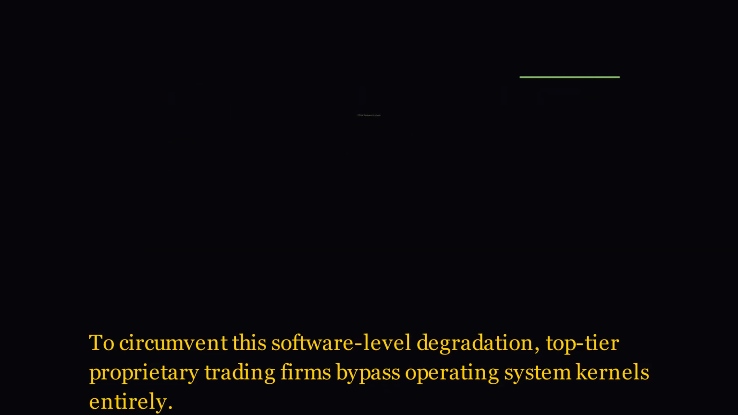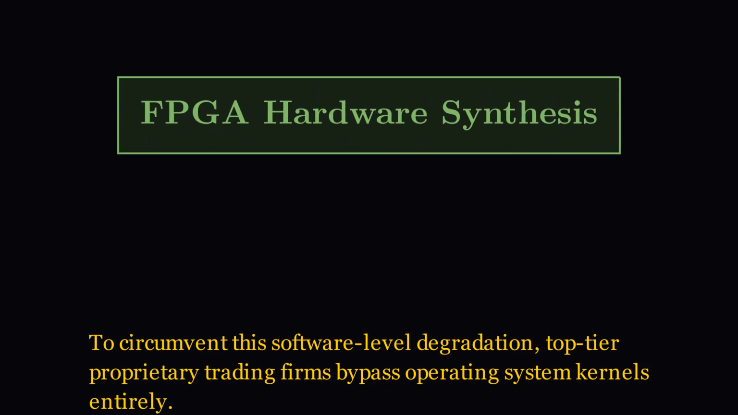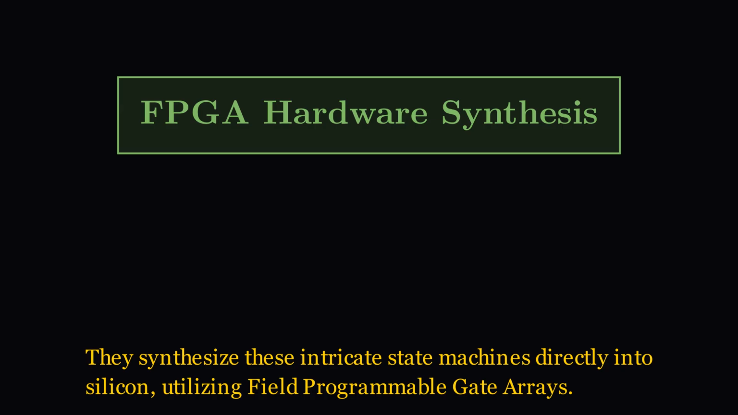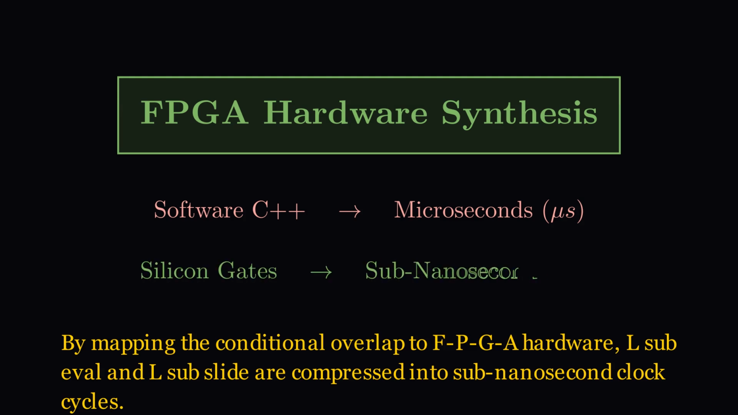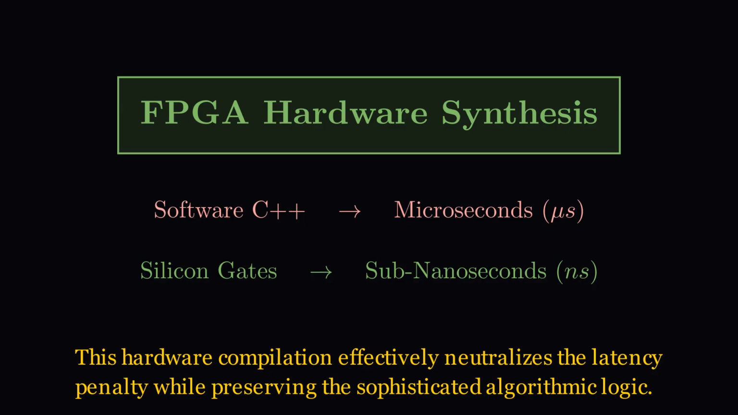To circumvent this software-level degradation, top-tier proprietary trading firms bypass operating system kernels entirely. They synthesize these intricate state machines directly into silicon, utilizing field-programmable gate arrays. By mapping the conditional overlap to FPGA hardware, L sub eval and L sub slide are compressed into sub-nanosecond clock cycles. This hardware compilation effectively neutralizes the latency penalty while preserving the sophisticated algorithmic logic.